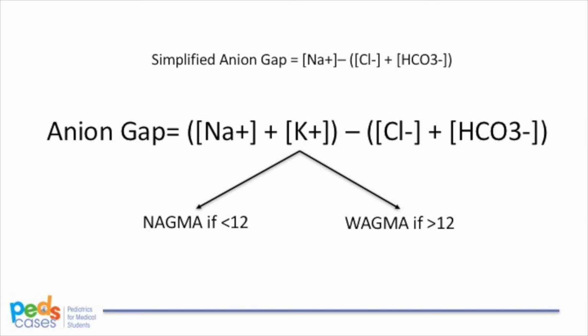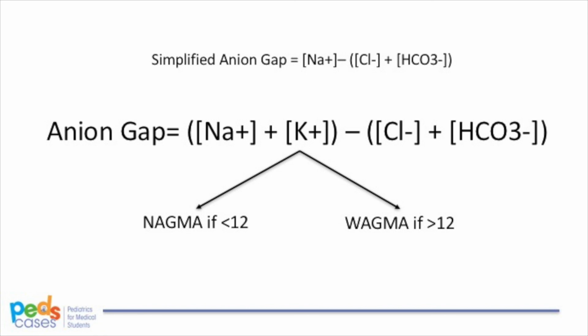Next is WAGMA. The wide anion gap indicates that there are unmeasured anions in the blood, i.e., acids that have been converted to their conjugate base. This is the reason for the acidosis. A common mnemonic used to remember possible causes is MUDPILES.